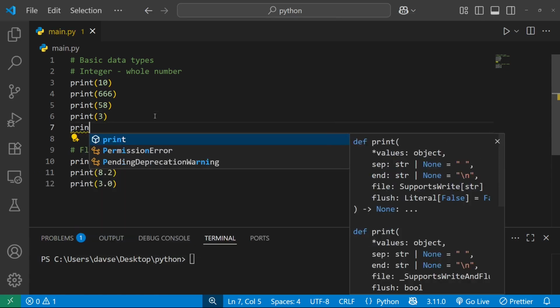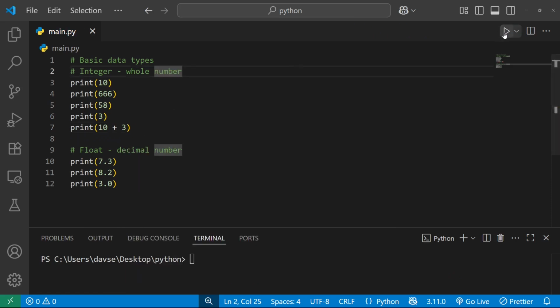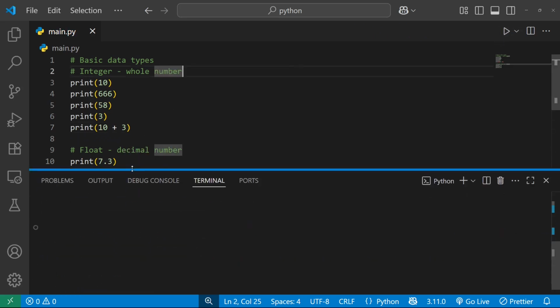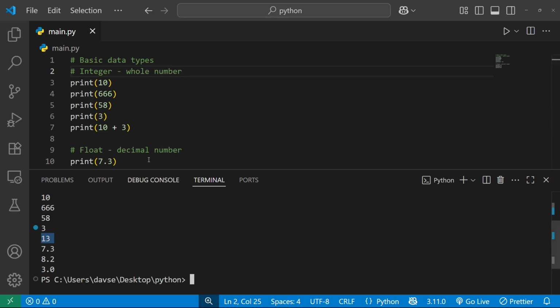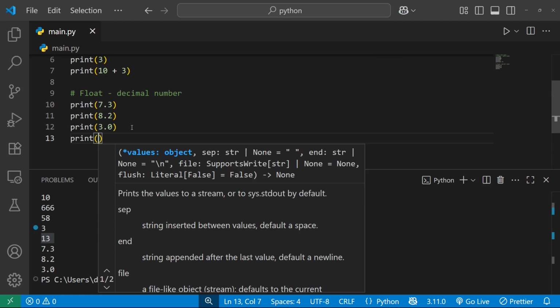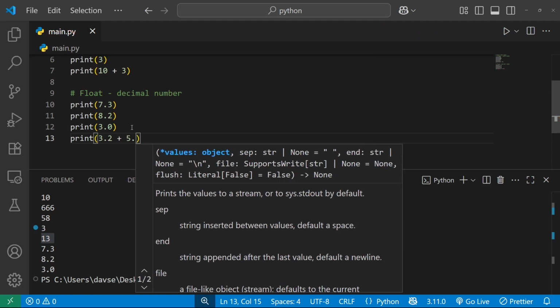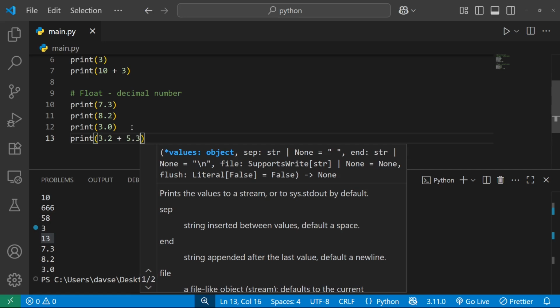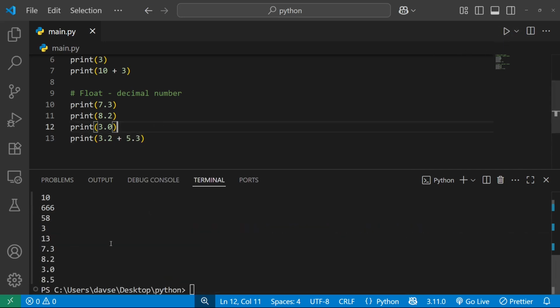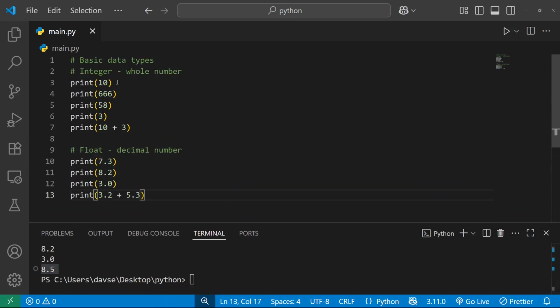We already saw it, like 10 plus 3. And you can see that it's 13, okay? And here as well, something like print 3.5 plus 5 point, I don't know, 3. Okay, I will run it, 8.5. Okay, and that's typical, of course, for numbers.